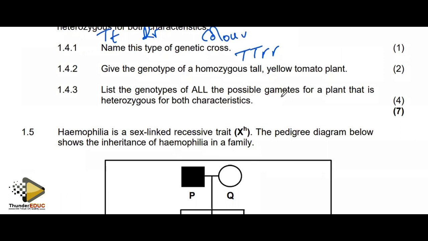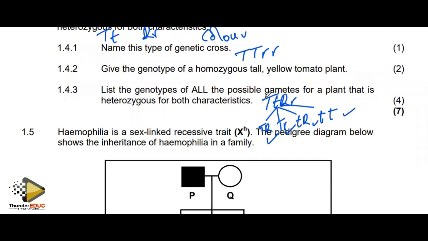List the genotypes of all possible gametes for a plant heterozygous for both alleles. If it is heterozygous, it's going to be capital T, small t, capital R, small r. Because it is dihybrid, I'm going to combine this with this. It's going to be capital T, capital R. Then capital T, small r. Then small t, capital R. Then small t, small r. That's why there are 4 marks.